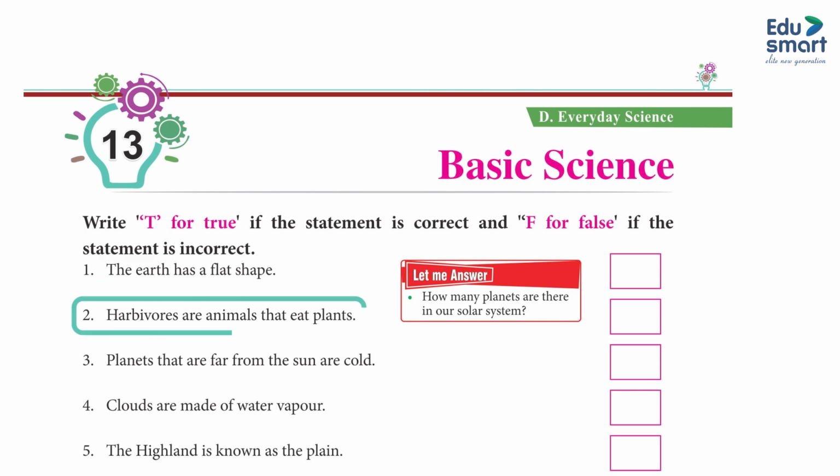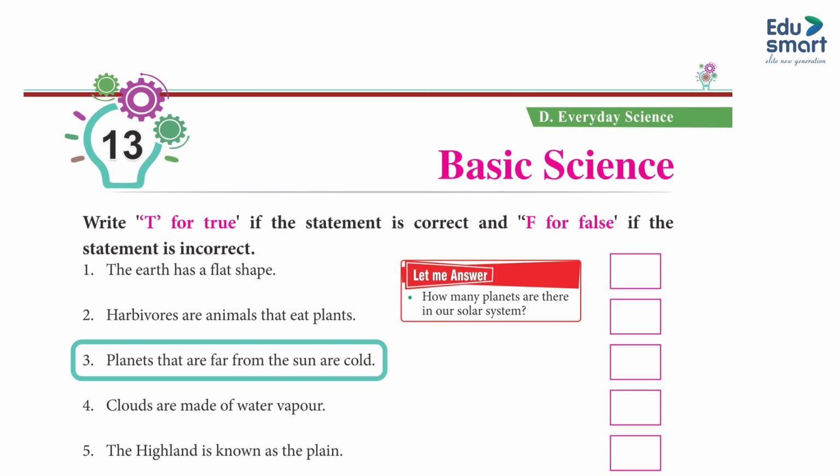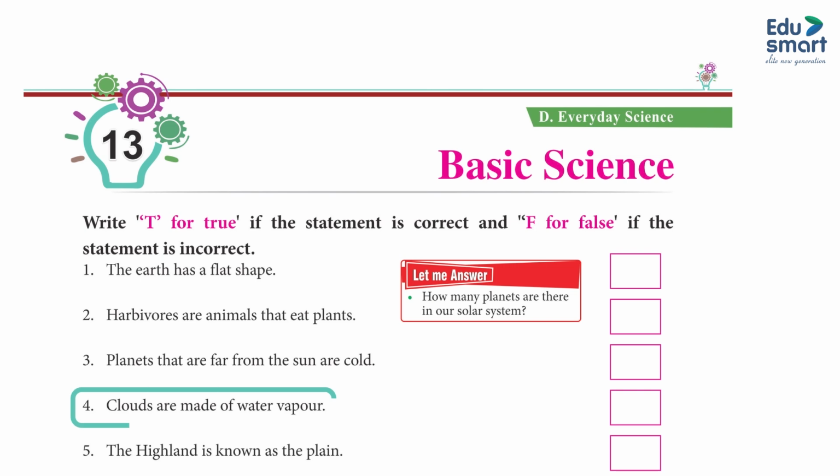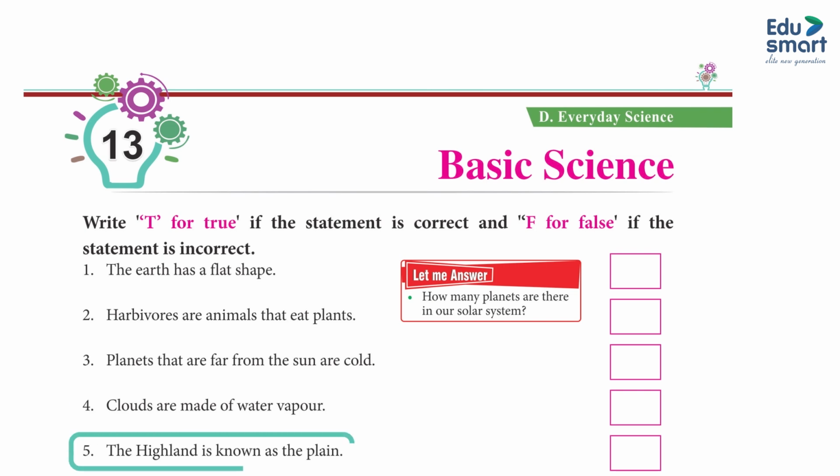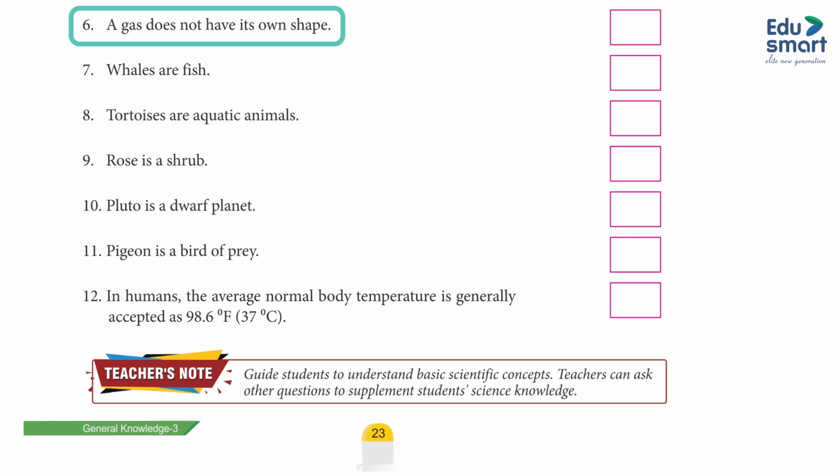False. 2. Herbivores are animals that eat plants. True. 3. Planets that are far from the sun are cold. True. 4. Clouds are made of water vapor. True. 5. The high land is known as the plain. False. 6. A gas does not have its own shape.